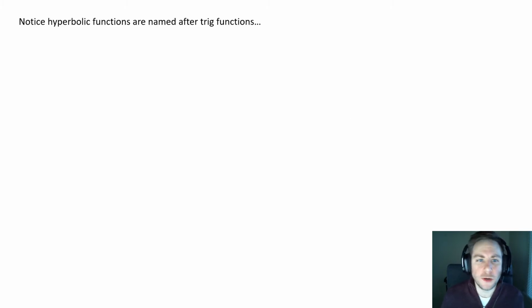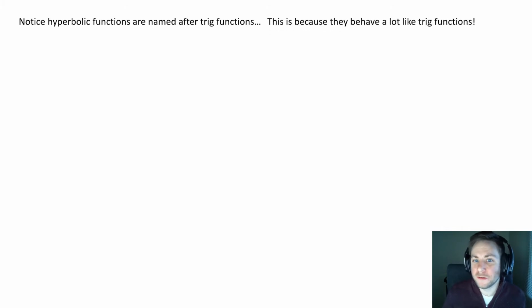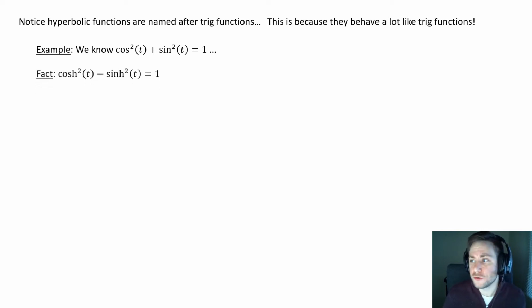A curious thing about hyperbolic functions is that they're named after trig functions, sine, cosine, and tangent. And the reason for that is because hyperbolic functions behave a lot like trig functions, as it turns out. So let's explore this connection a bit further. Here's a fact that we know about trig functions. Cos squared plus sine squared is always equal to 1. That's an identity you should already know from high school. But it turns out it's also true that cosh squared minus sinh squared is always equal to 1, a fact which is extremely similar but ever so slightly different to what we already know about trig functions.